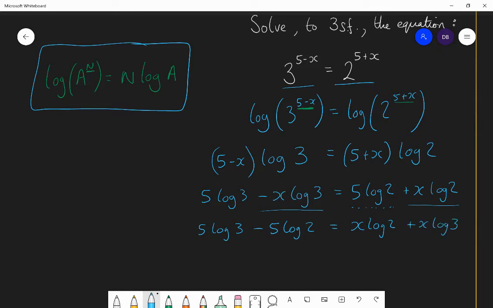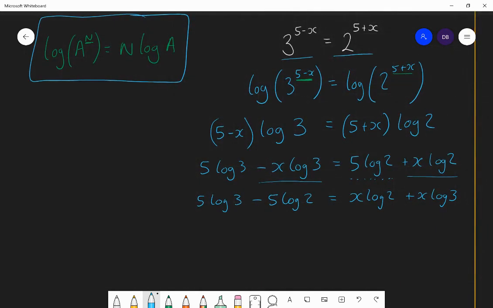Since I want to find x, it's in effect me making x the subject of this equation. To do that, I need to factorize the x from both of these expressions. So on the left side, I get 5 log 3 minus 5 log 2. The right side, I get x lots of log 2 plus log 3, which I can simplify. Log 2 plus log 3 is log 6, but I can leave it separate. It doesn't really matter. My calculator can deal with both versions.